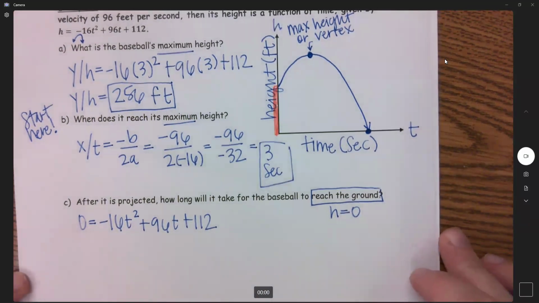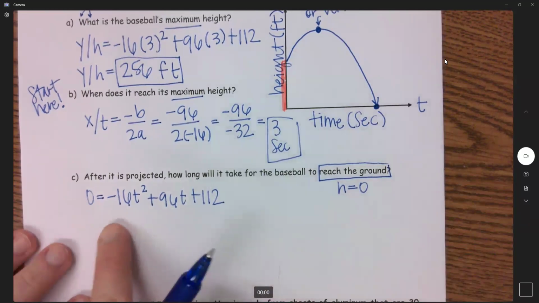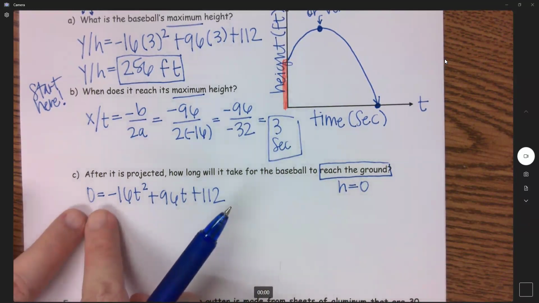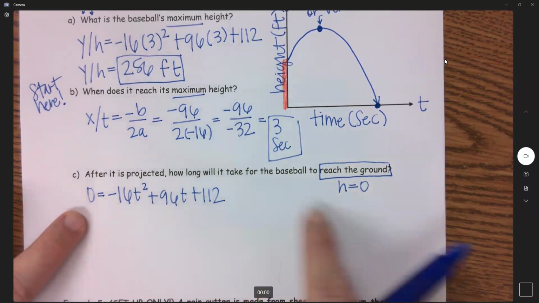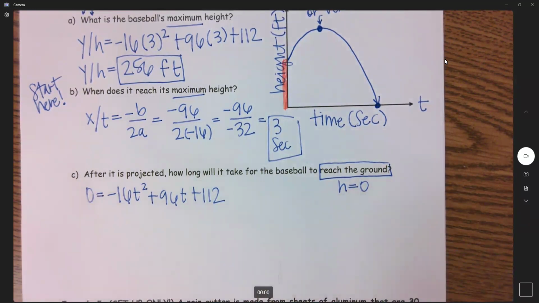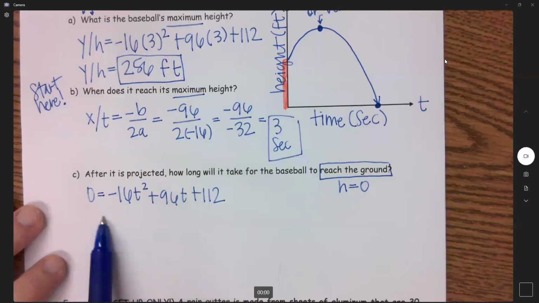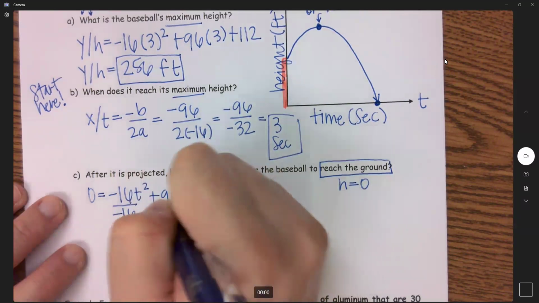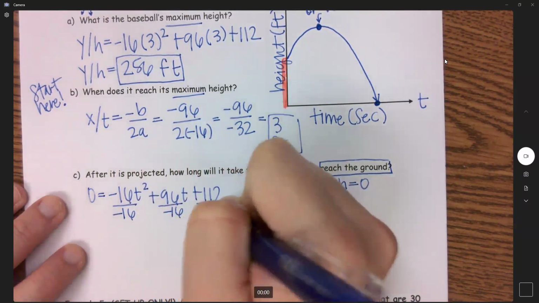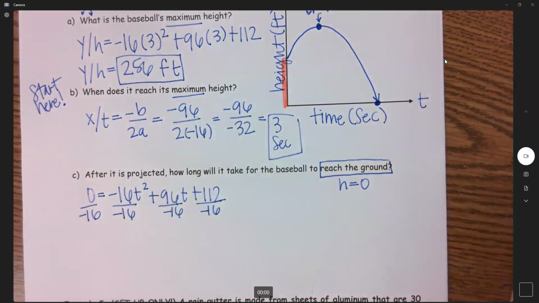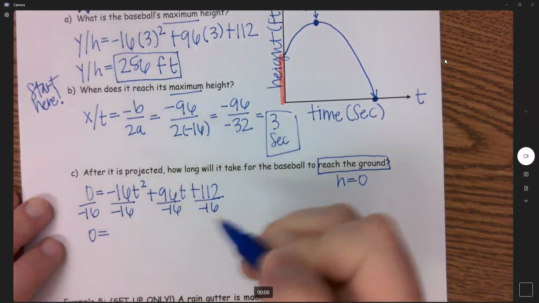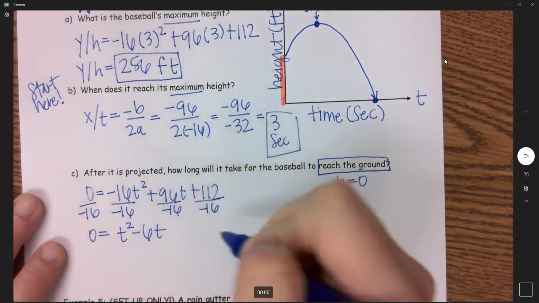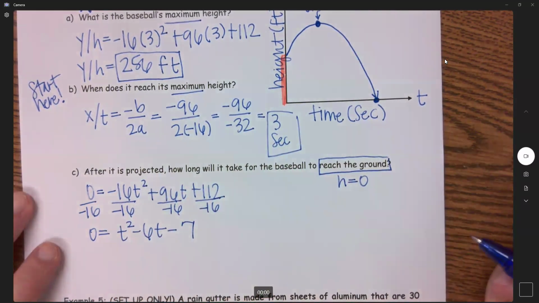Okay, so let's solve. We have a trinomial, so I'm going to try factoring. First, is it in standard form? The second thing is GCF, and I do have a GCF here. I have a GCF of 16. I could pull out that 16, but because I'm actually solving, I'm going to divide everything by negative 16. I'm going to take that GCF and simply get rid of it. So now we have 0 equals t squared minus 6t minus 7.